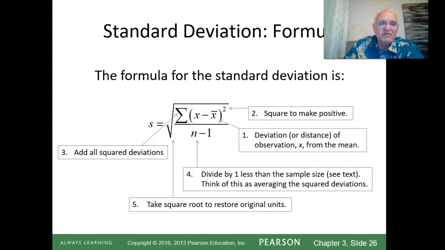When we square a negative number, we get a positive. So these numbers will all be positive. We're going to add them up, and divide by one less than the number of observations. We used n for the mean. For the standard deviation, we use n minus 1. And we take the square root of all that to give us the standard deviation. I'll stop right there and we'll come back in a minute.